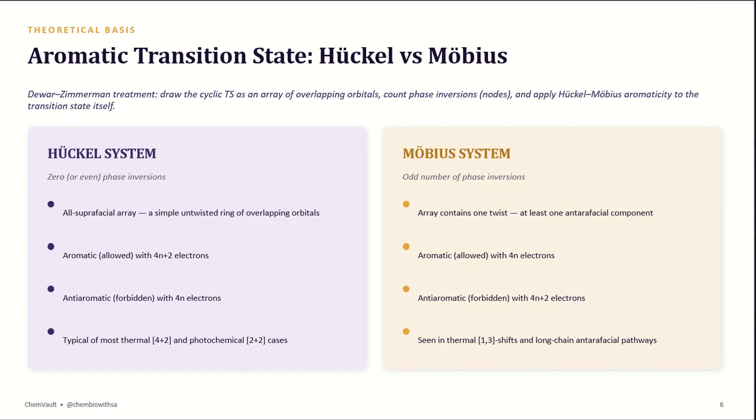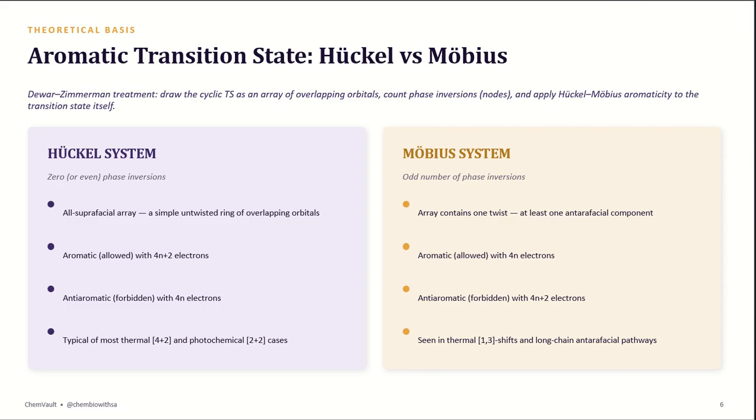Aromatic transition state, Hückel versus Möbius. This slide gives you the fastest way to derive every selection rule in the chapter using the Dewar-Zimmerman aromatic transition state approach. Draw the cyclic transition state as a ring of overlapping orbitals and count how many times the phase flips as you go around the loop. These flips are called phase inversions. If you have zero or an even number of phase inversions, you have a Hückel system, basically a simple untwisted ring of the orbitals.